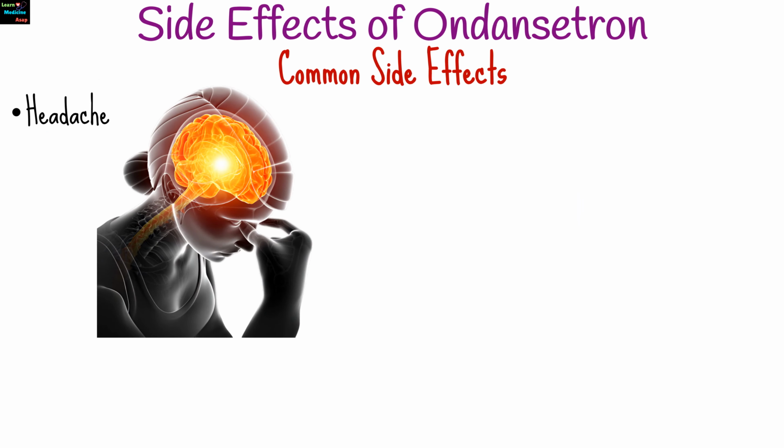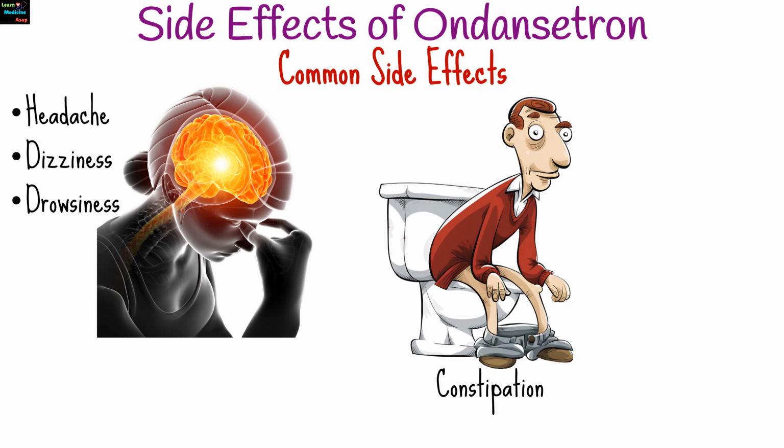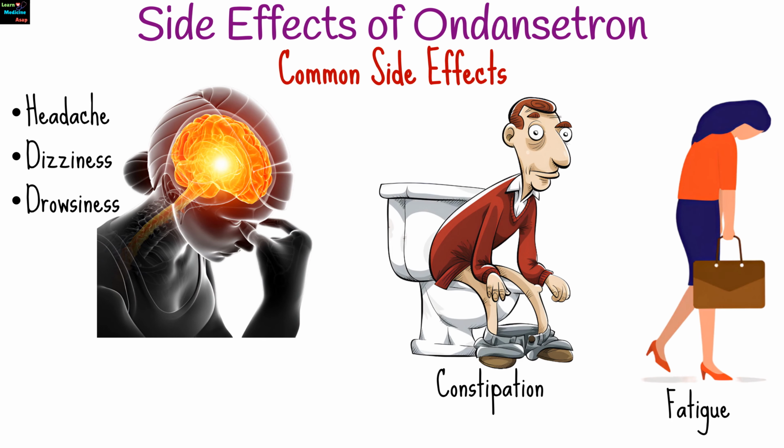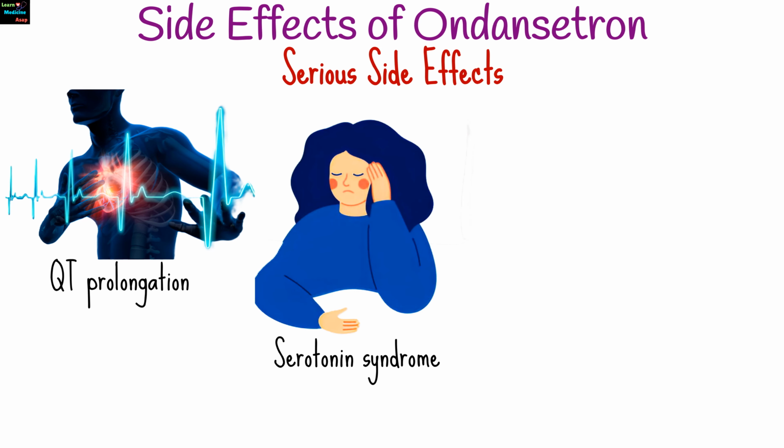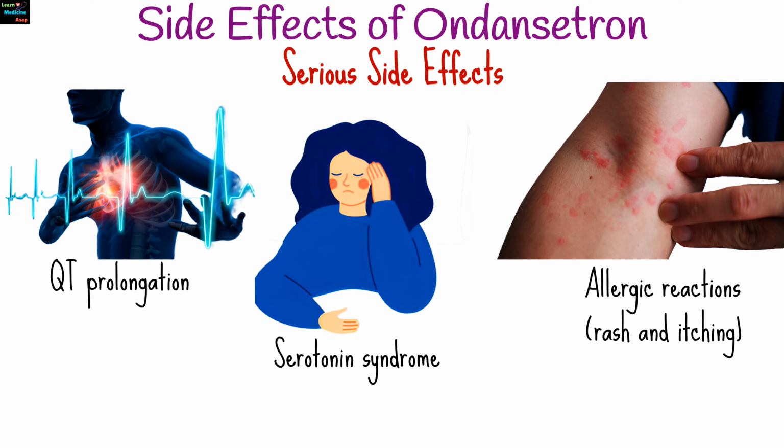Common side effects of ondansetron include headache, dizziness, drowsiness, constipation, and fatigue. Less common but more serious side effects include QT prolongation, which is a rare heart rhythm condition. Serotonin syndrome, especially when used with other serotonergic drugs. Allergic reactions such as rash and itching.